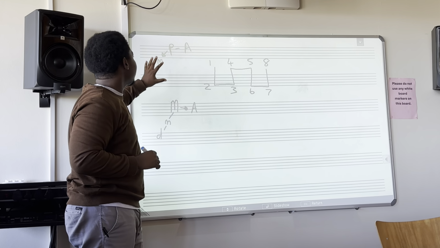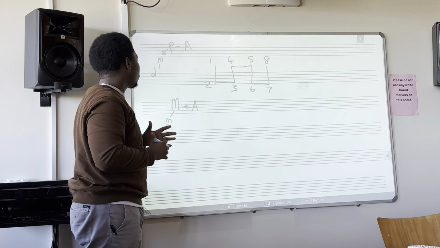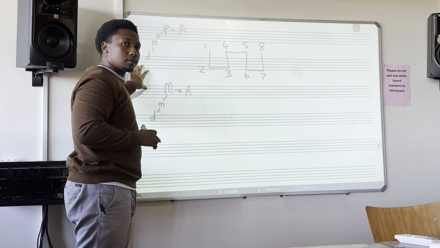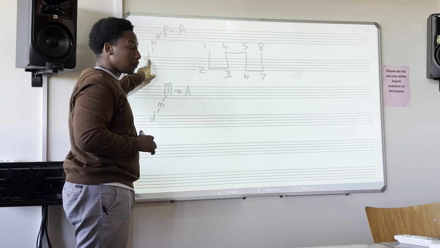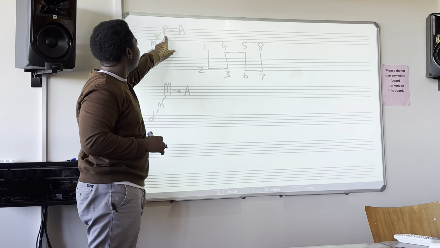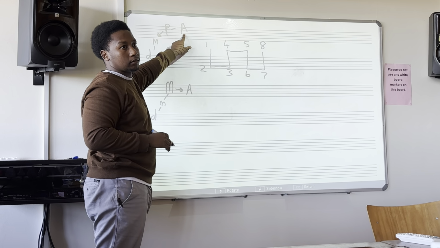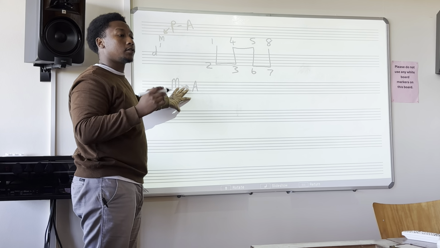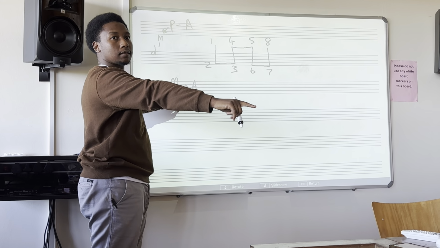Okay, so these are the permutations that you can get, or the options of intervals. Okay, you can get a diminished, minor, perfect, augmented, or major. I'm writing small letters so that you can answer the trial tests.